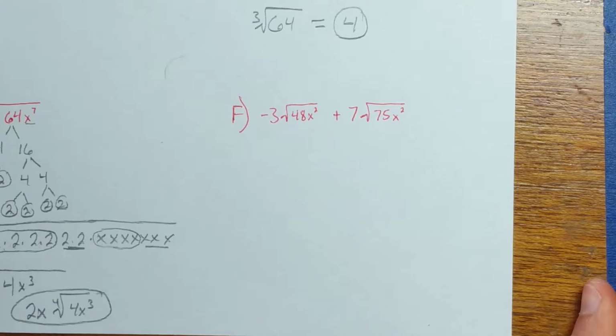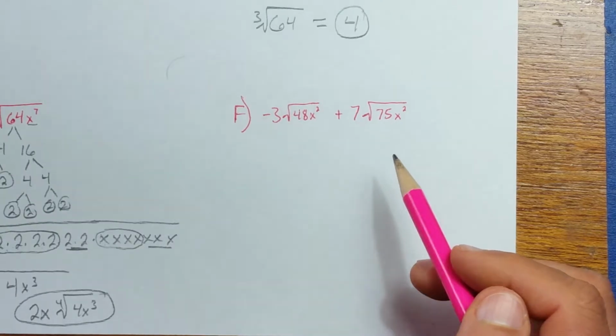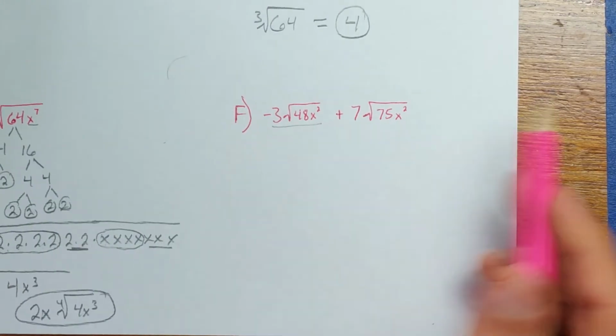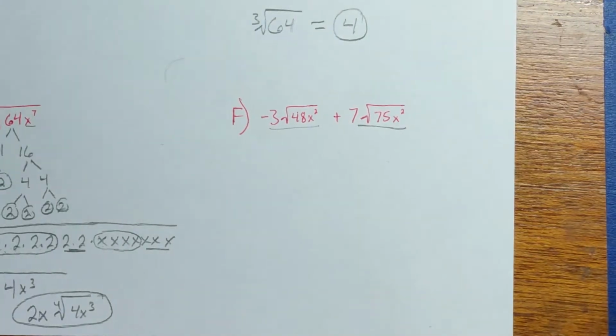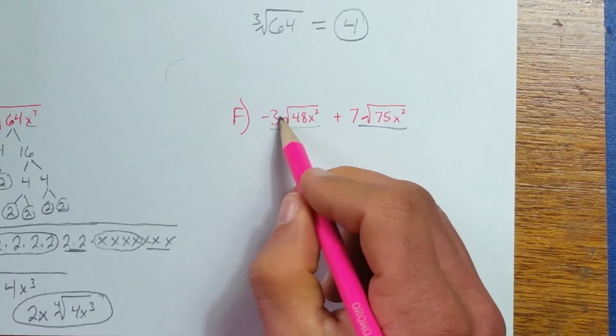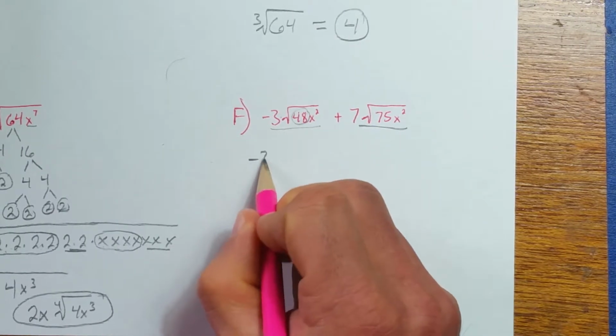Letter F, the last one of these, before we do some other examples. Now we're asked to add 2 of them together. So it's the same thing, just simplify this one on its own, simplify this one on its own, and when you're done you can add like terms if you have them. So they're both square roots, so I'm going to try to break down 48. So leave the negative 3 alone.